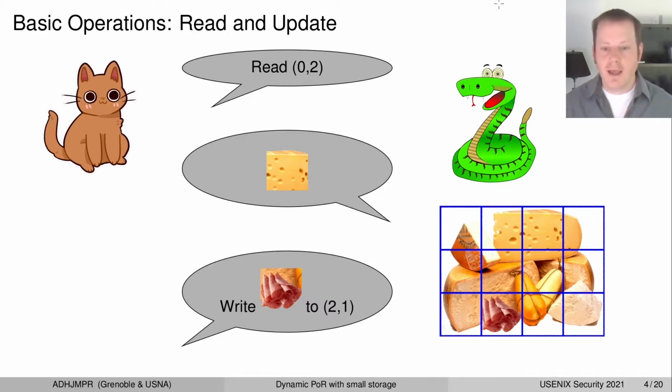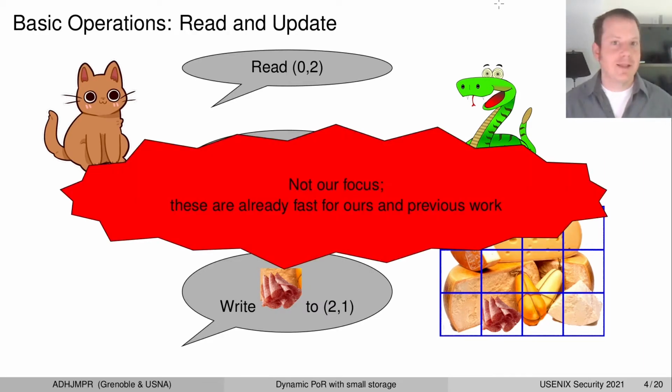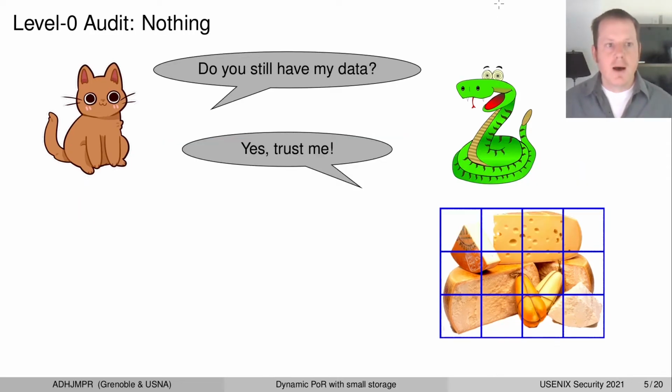The basic operations that we always want are to be able to read a single block of data and to write, like add some salami into this picture. These are complicated to get right in the light of the audits, but not what we're going to focus on because it's not really a point of distinction between what we did in prior work. These are always pretty good solutions nowadays. But the point of distinction is the audit.